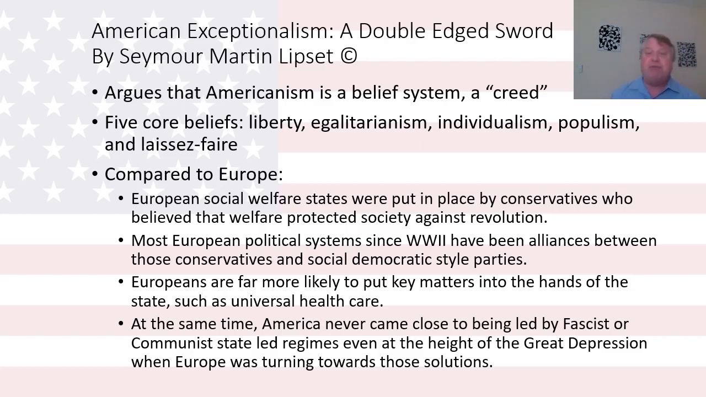Even during the Great Depression in the 1930s, when there was a huge number of unemployed, 25 to 30% unemployment in the United States, families being uprooted, people roaming the country homeless, America never seriously considered a fascist or a communist solution to that problem.